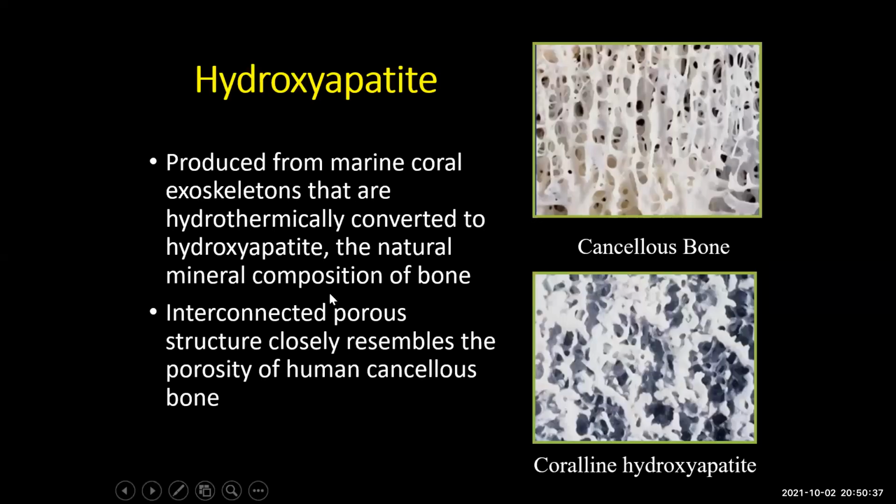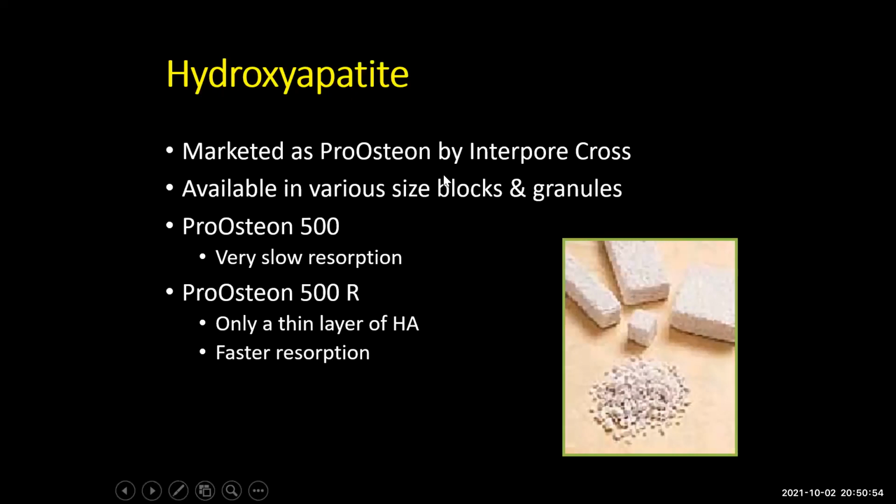Hydroxyapatite obtained from marine coral forms the exoskeleton that is similar to that of hydroxyapatite. Its interconnected porous structure resembles the porosity of human cancellous bone. You can see the comparison over here, coralline hydroxyapatite and cancellous bone. Marketed as Pro-osteon, available in various sizes and blocks. It could be this block or these small granules. It has a very slow resorption.